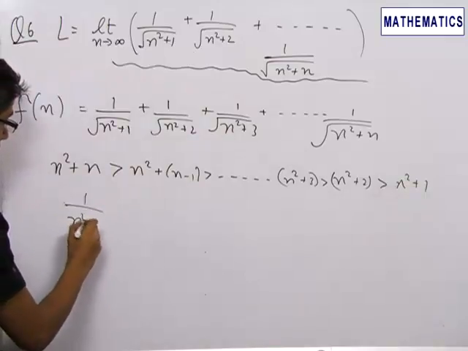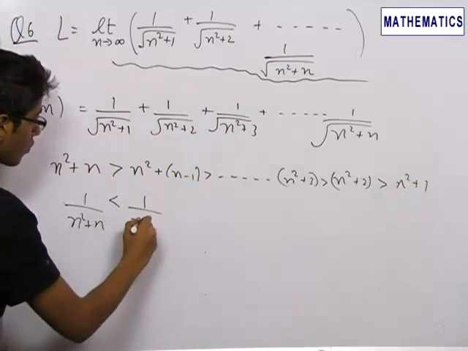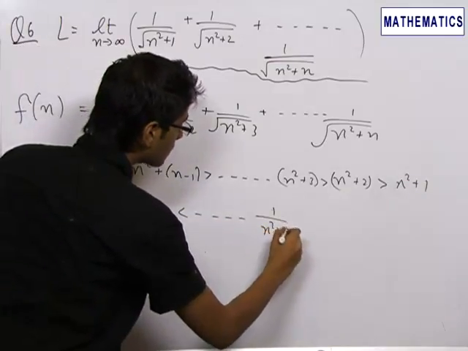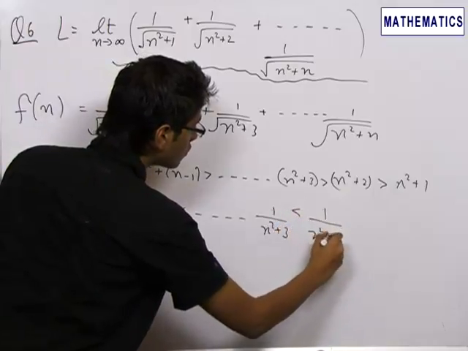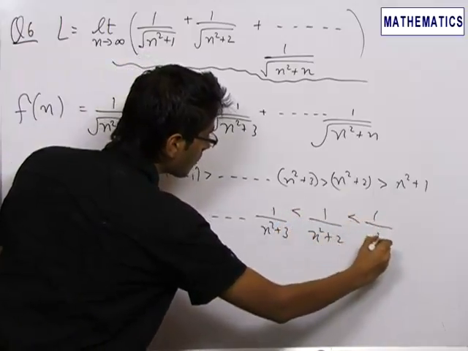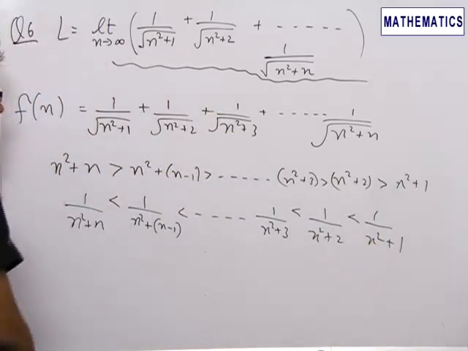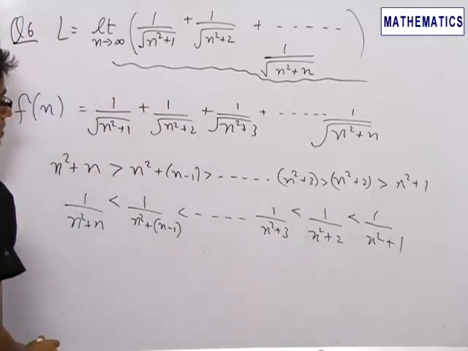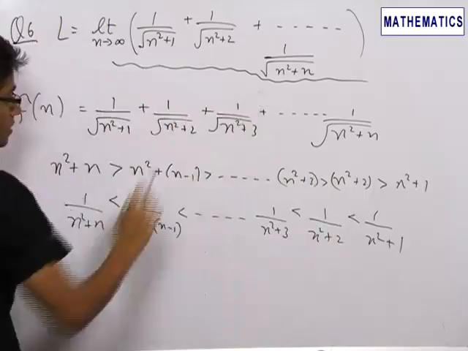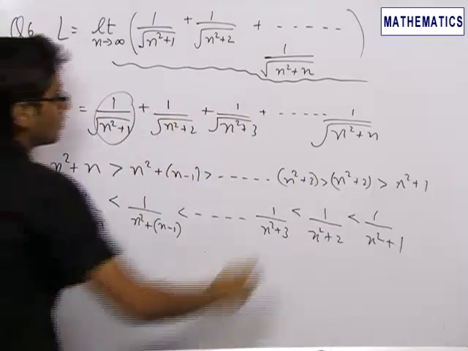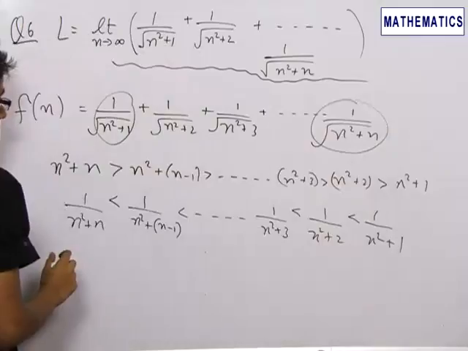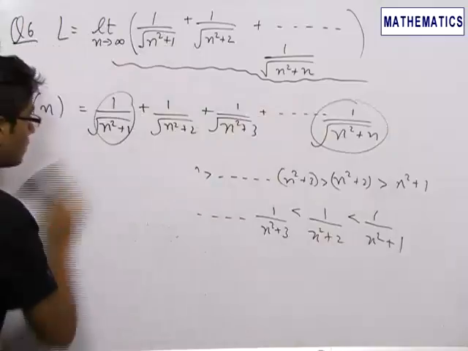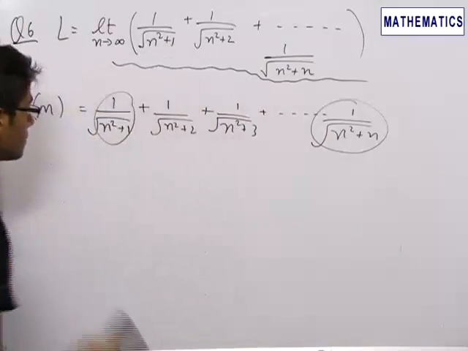Hence 1 upon n square plus n would be less than 1 upon n square plus n minus 1, less than 1 upon n square plus 3, less than 1 upon n square plus 2, less than 1 upon n square plus 1. Now what we see is, if we put under roots in all the denominators, we get the terms of this series. Since this is the greatest term and this is the least term, we see that the terms are getting decreased. There are n terms of this series.